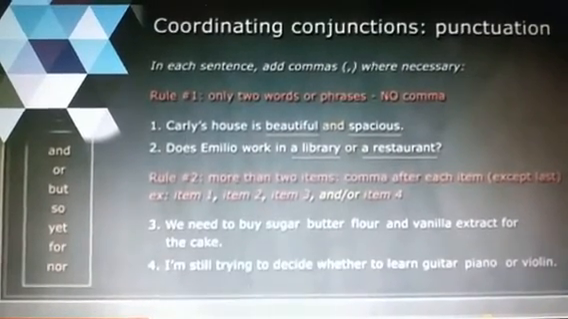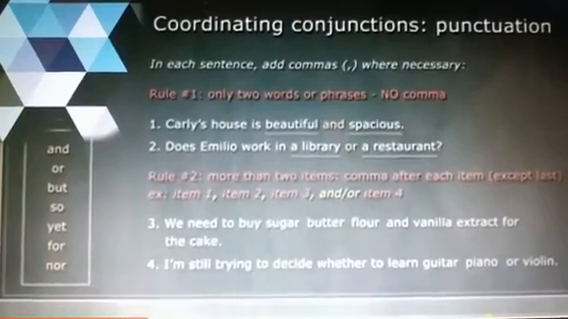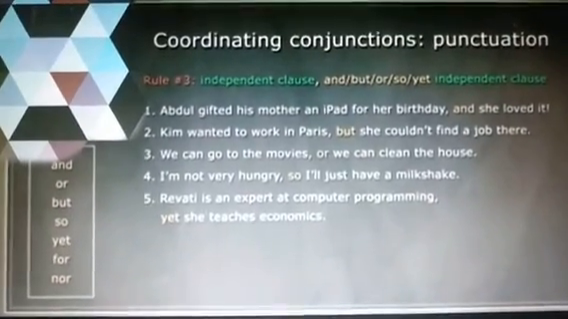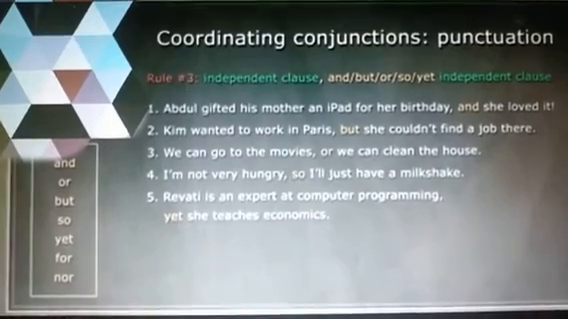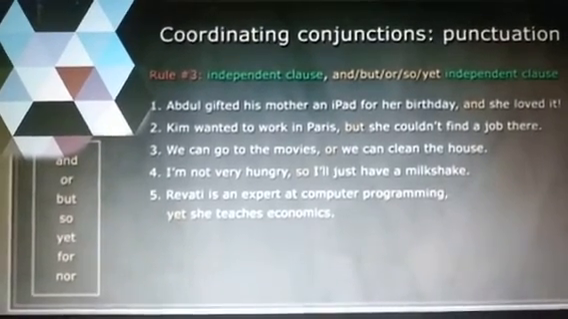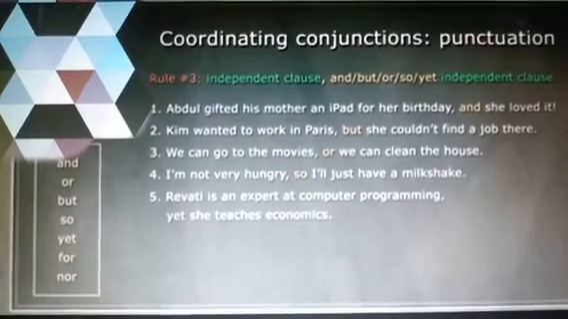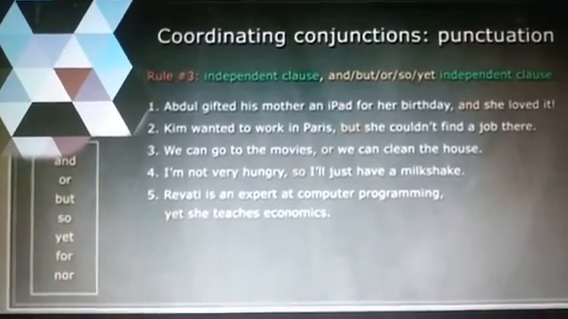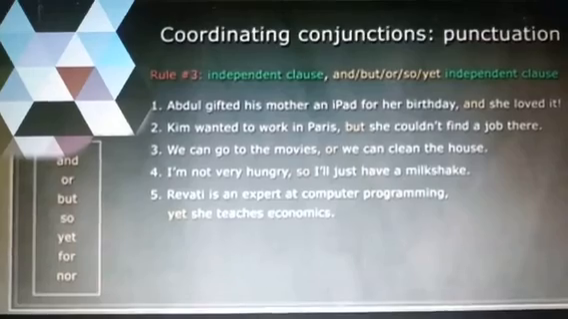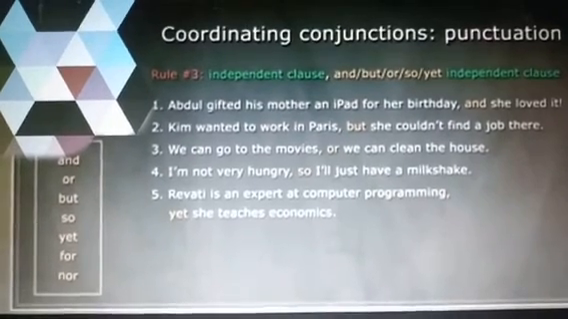Now there is another very important rule regarding coordinating conjunctions, and that is when a conjunction connects 2 independent clauses, you should always put a comma after the first clause. Remember. Take a look at these examples. Look at this sentence number 1. You see here that it has 2 parts.